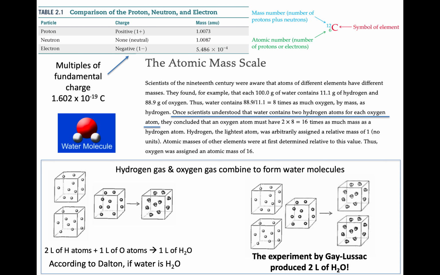This is the actual experimental result. If you combine 2 volumes of hydrogen and 1 volume of oxygen, you find that you get 2 volumes of H2O. Dalton is pointing out this is a contradiction. Let's just look here, counting up the oxygen atoms. In this box, 1, 2, 3, 4, 5, 6, 7, 8, 9, 10 oxygen atoms. And then over here, if the formula is H2O, there are 10, and then another 10.